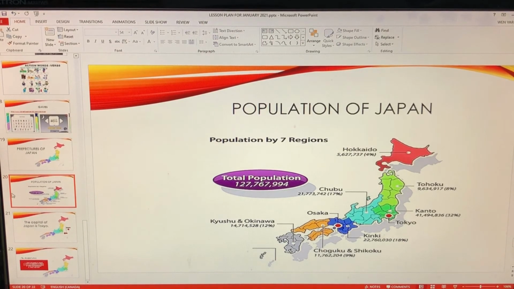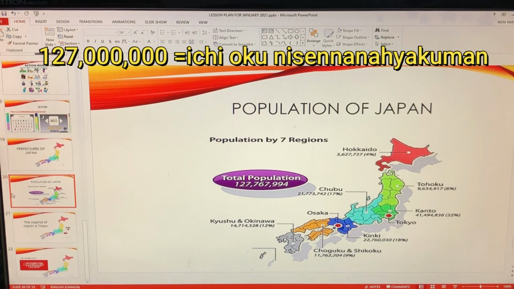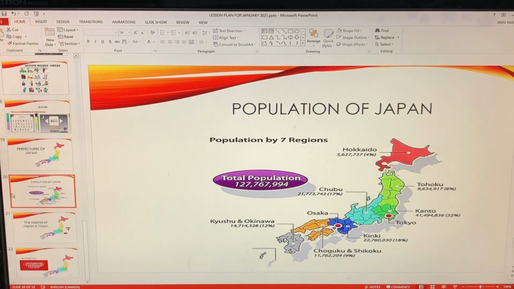So one of my students said, million wa oku janai desu ka? So that means, isn't million oku? Oku means million. And I said, yes, that's right. So they would read it as ichi oku, not 127 oku. Okay, so again, I would copy this and hand it out, and they have to remember the word population, okay?